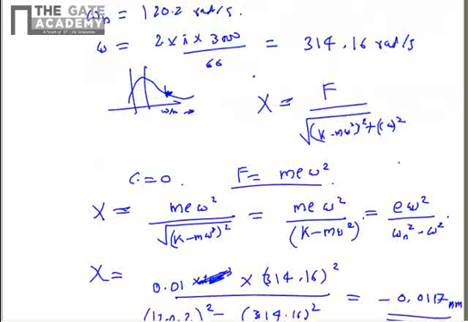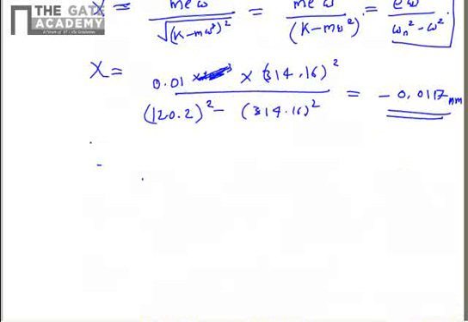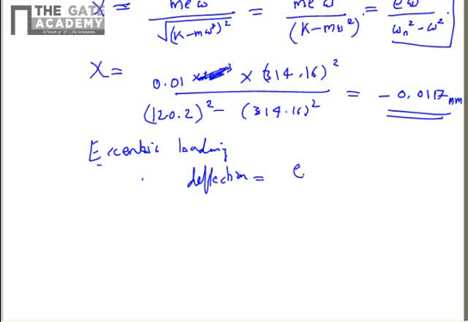The formula for the deflection for eccentric loading is given here, and you can remember it. For eccentric loading, the deflection is equal to the eccentricity of the shaft times omega square, which you can take common from denominator and numerator, where omega n by omega, whole square, minus 1. We have done the derivation also, so you can simply remember this formula.